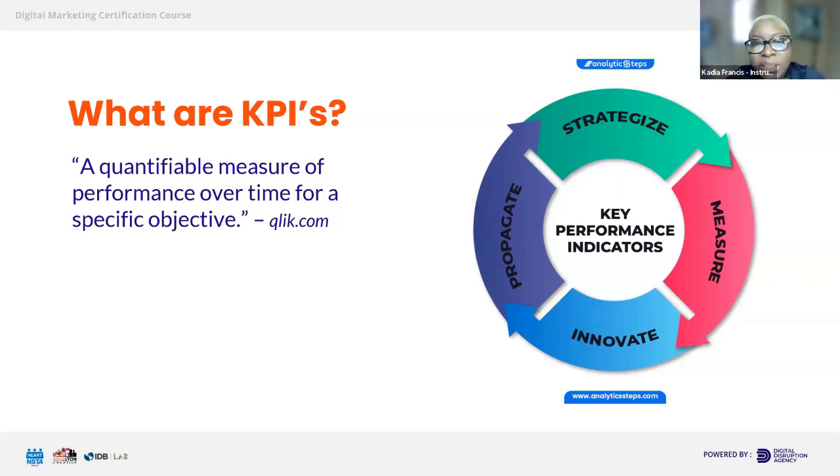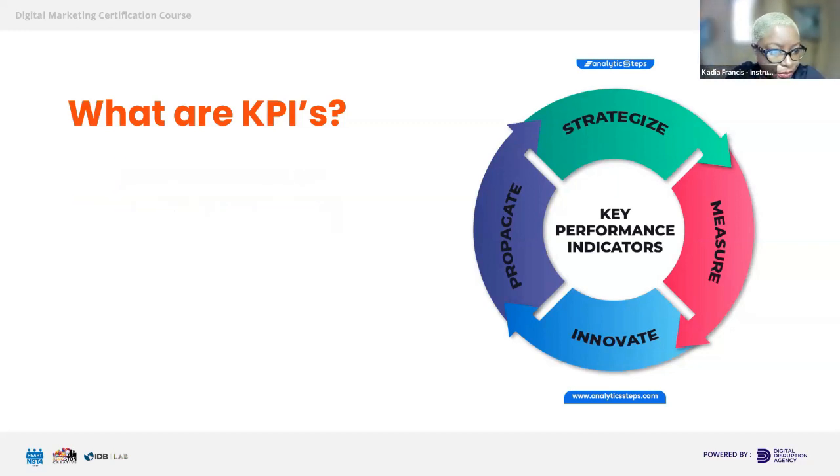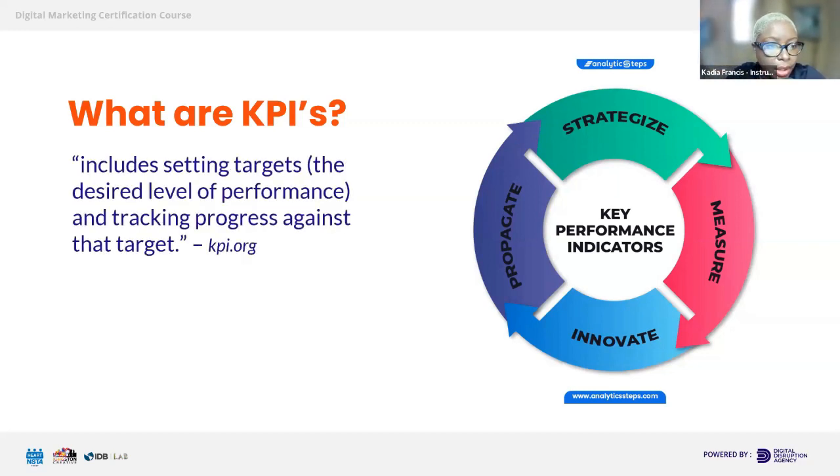And this is a key performance flywheel. So it talks about strategizing, measuring, innovating, and propagating. So it's a cycle, right? So to get to your KPI, you have to set specific targets. So you have to say, okay, what is the desired level of performance?